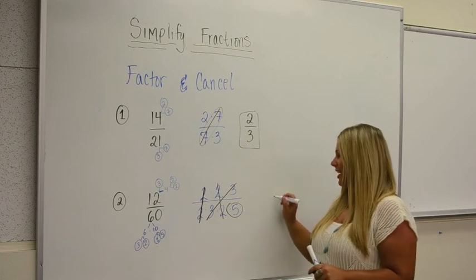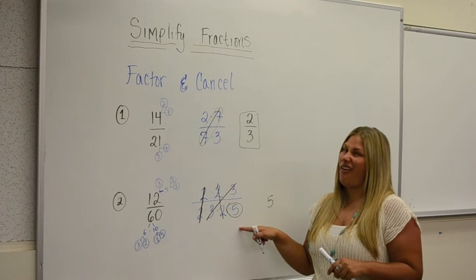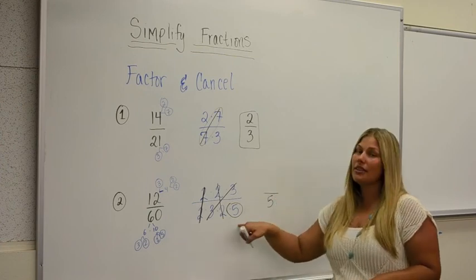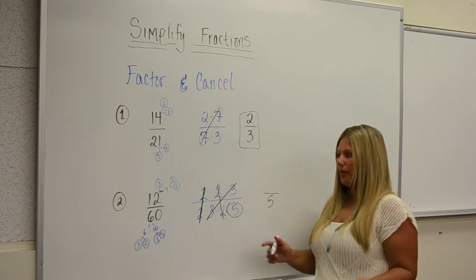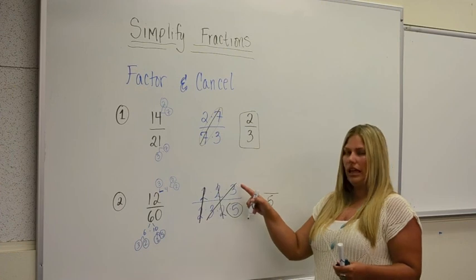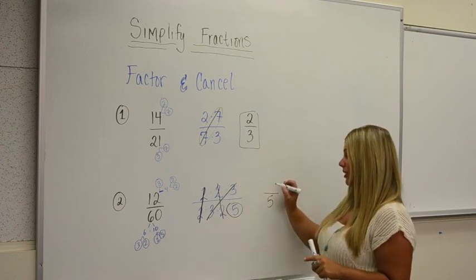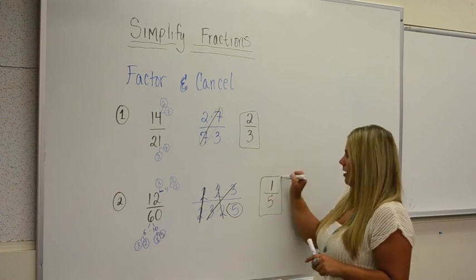There's a catch though. A lot of people try to put 5 as the answer. But where is that 5? It's not on the top, it's on the bottom. Whatever's on the bottom has to stay on the bottom. Well, then there's nothing on top. Well, 2 divided by 2 and 3 divided by 3, all of those are really just 1. So we really do have a 1 on the top, which makes 1/5.